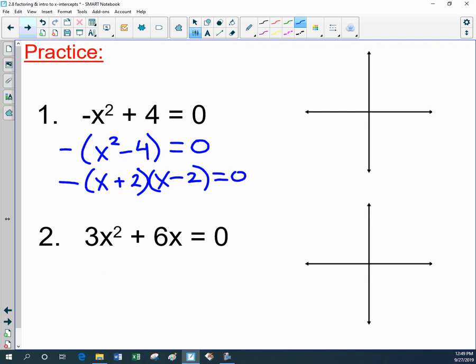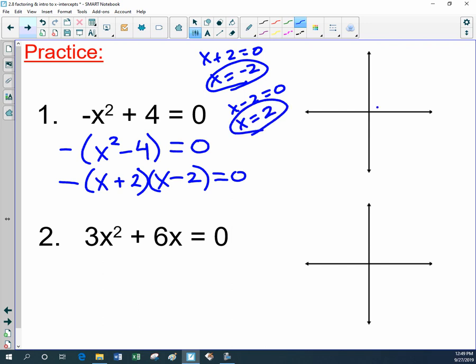So what are my two solutions then? Well, I got x plus 2, x minus 2. So x plus 2 equals 0, so that would be x equals negative 2. X minus 2 equals 0. X equals positive 2. Okay, so my roots or intercepts are at negative 2 and positive 2.